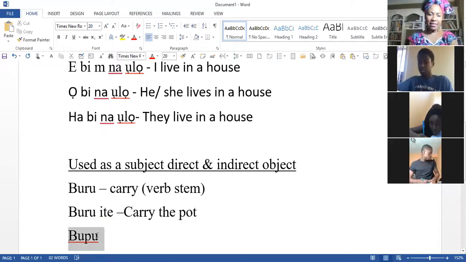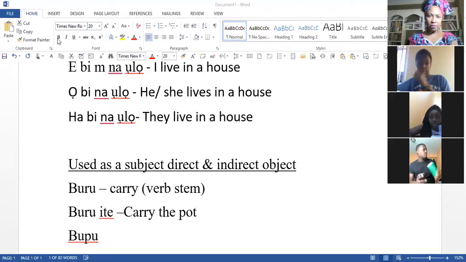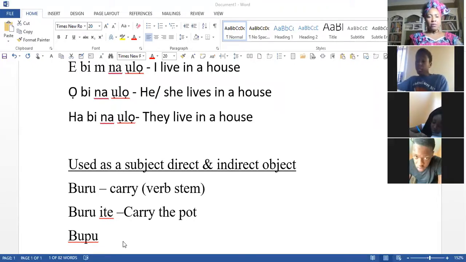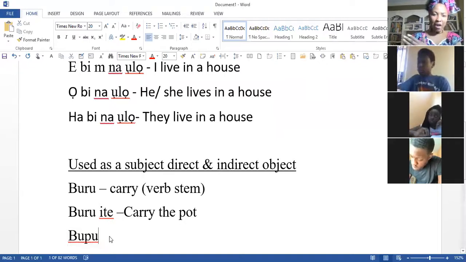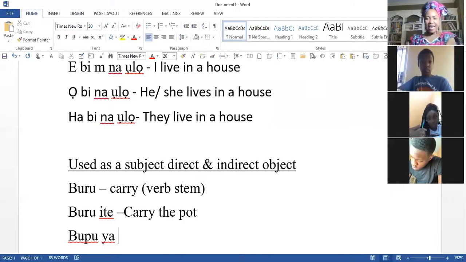And then you can say bupuya. Let me just underline it. I don't want you to get confused. Two people are waiting. When you say bupuya, it means carry it out, take it out. That's what it is. Take it, carry it out. Just bupuya, it is the same.